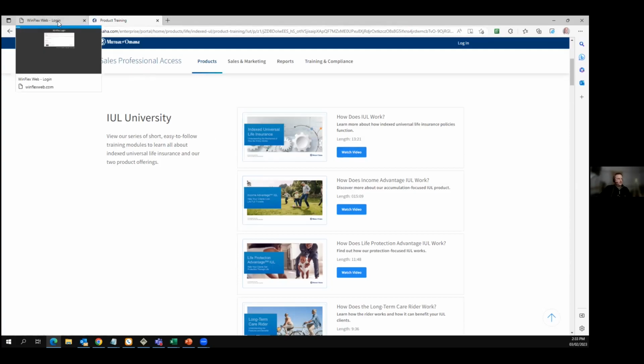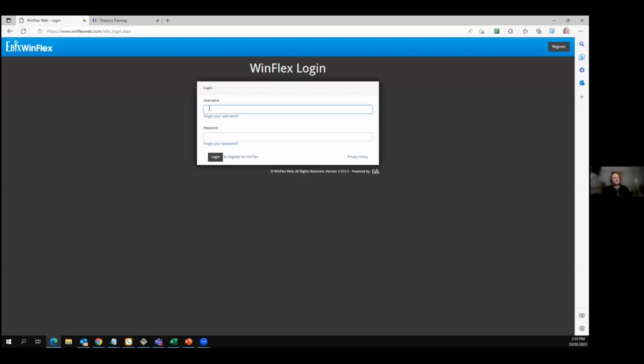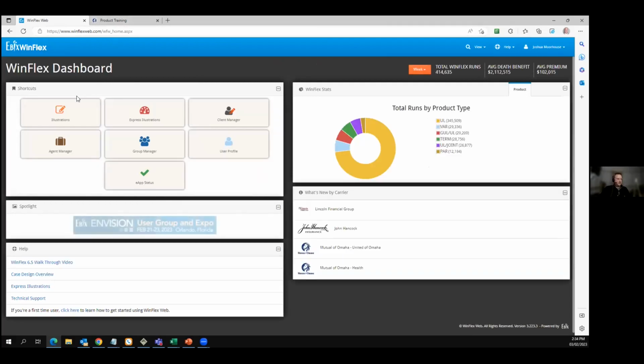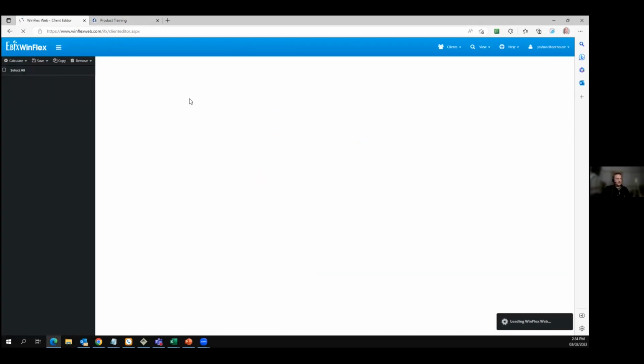Then for Winflex, this is our quoting software for the IULs that we have. Everybody can create a login for free, but you will have to create one to start out. The website is winflexweb.com, and we would go to illustrations.